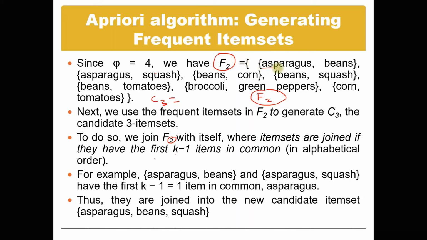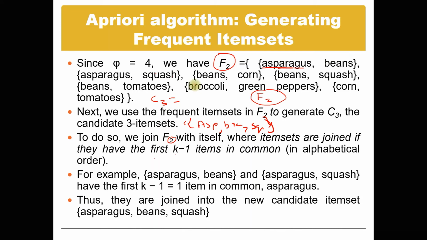For example, here we have asparagus, bean. And then you see again that there is asparagus, squash. These two have the first 1 item, that is asparagus and asparagus, in common. So what's going to happen? These two are going to be merged to form our C3. That's the first part of C3: asparagus, bean, and squash.